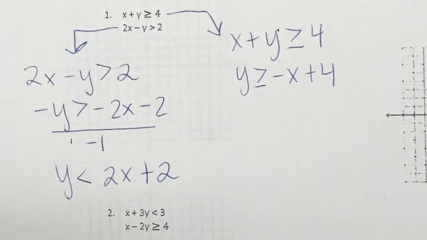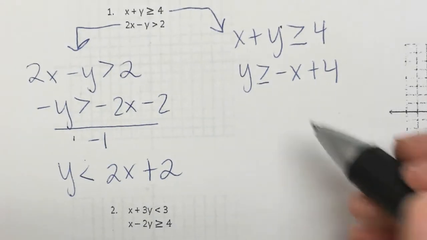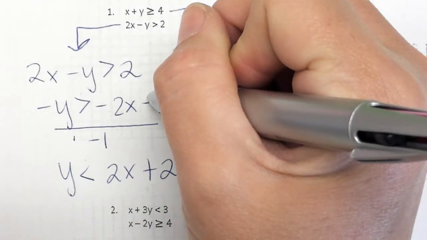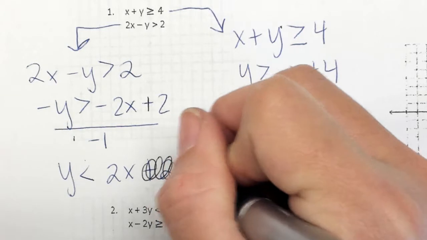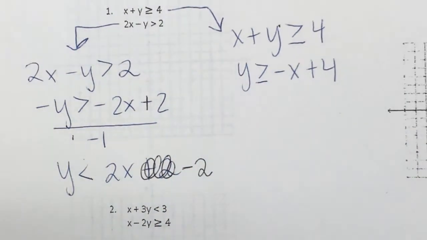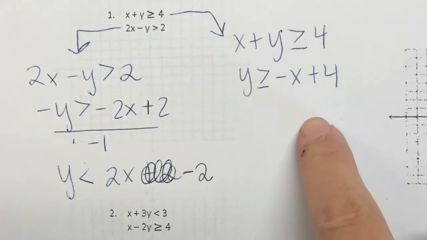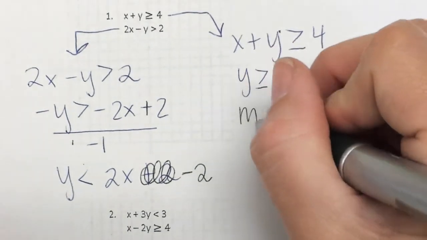Any questions about that part? Yes. Wouldn't it be 2x minus 2 because the one above it should be positive? Yes. Thank you. That was my bad, not yours. I just wrote it down wrong. Thank you.